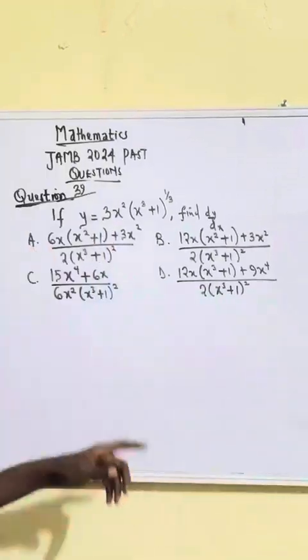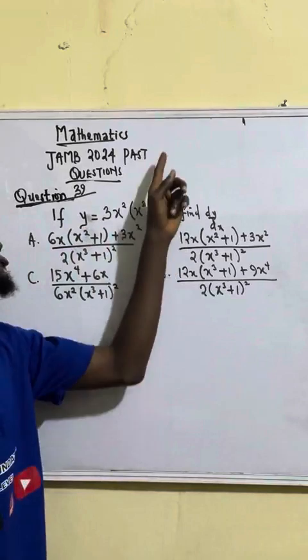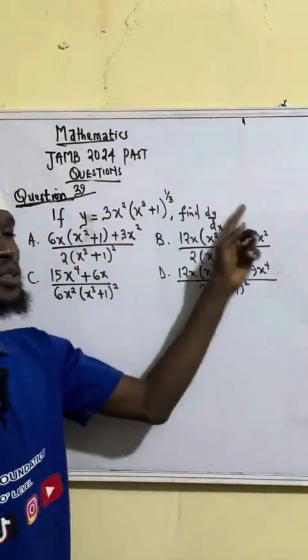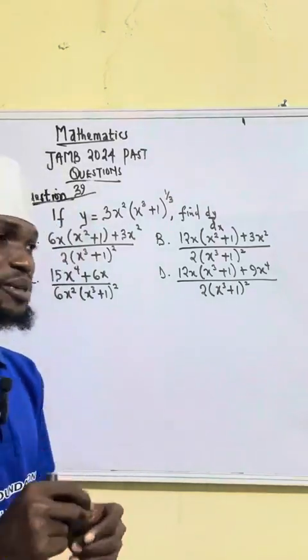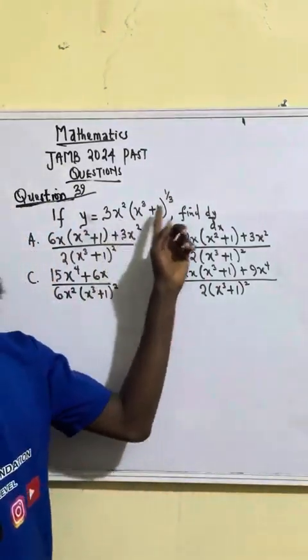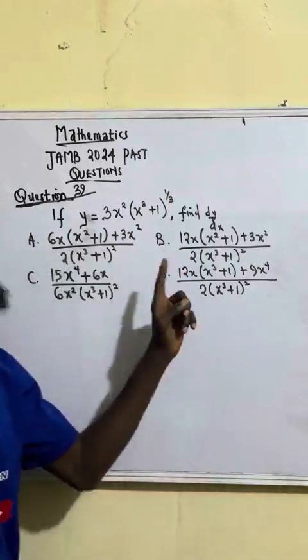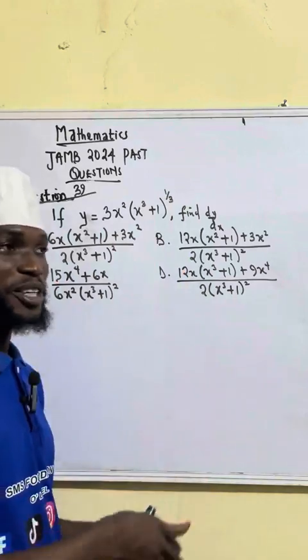Question 39. If y equals 3x squared times (x cubed plus 1) raised to power 1 over 3, find dy/dx. First, this is a question on calculus, and particularly it is differentiation. Now, there is a lot of problem associated with this problem.